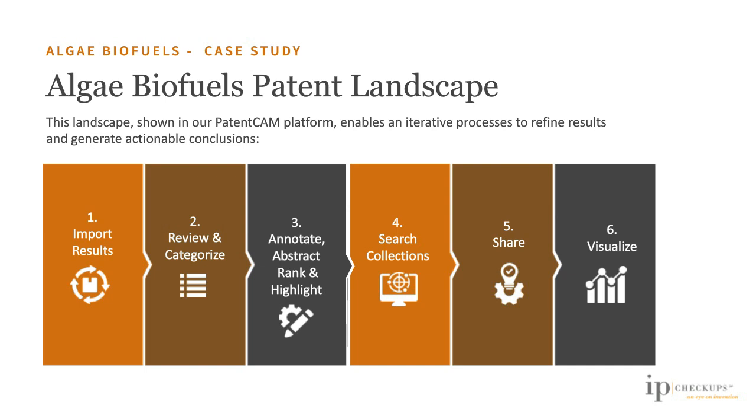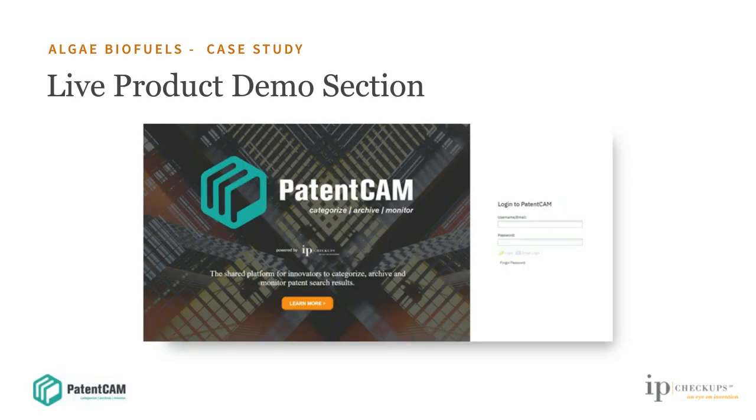Thank you, Bruce. The following several slides contain videos that will show you how we use PatentCAM to perform the patent landscape analysis. Each video corresponds to the 6 process steps outlined in the previous slide: importing, review and categorize, annotate, abstract, rank, and highlight, search within the data, data sharing, and data visualization.